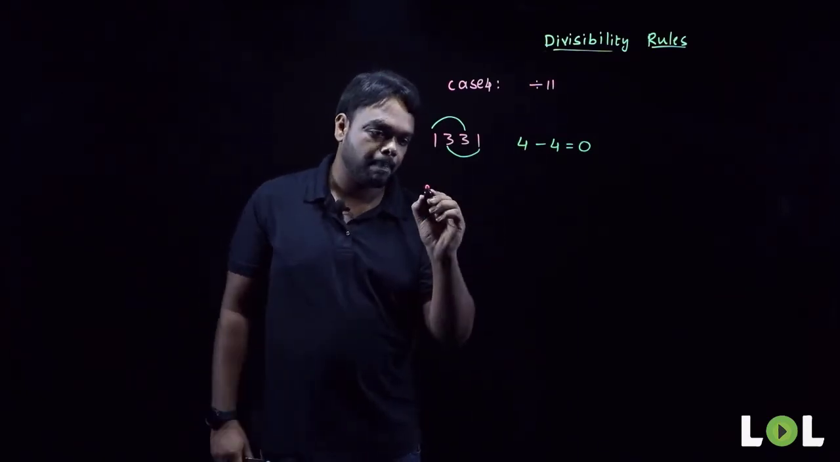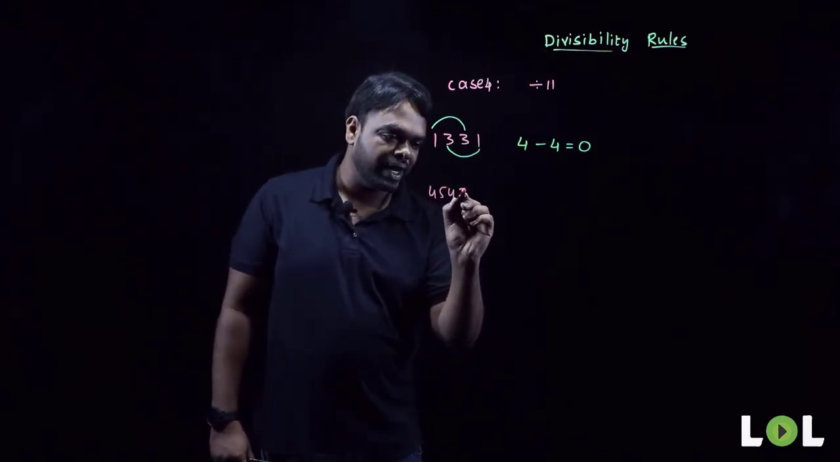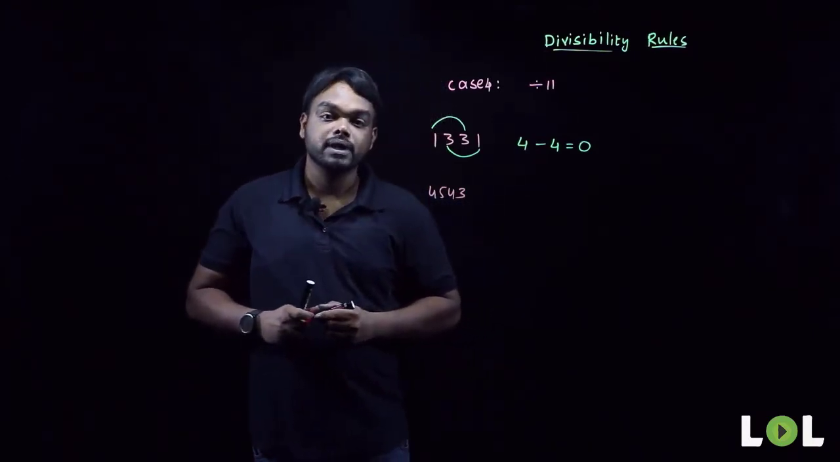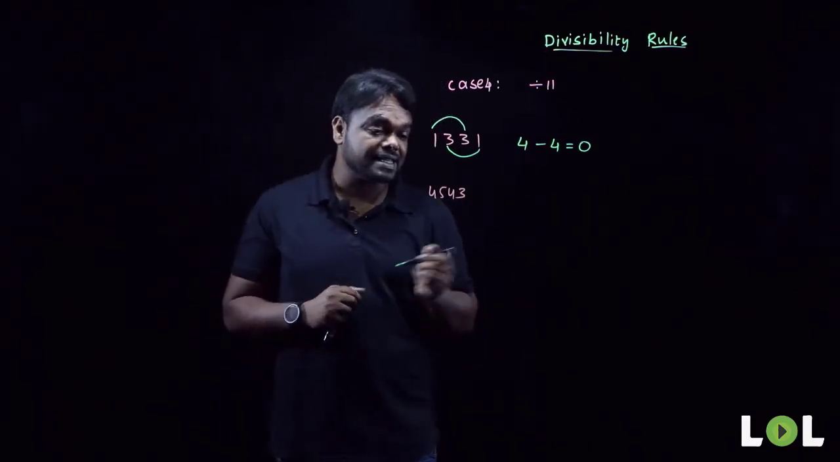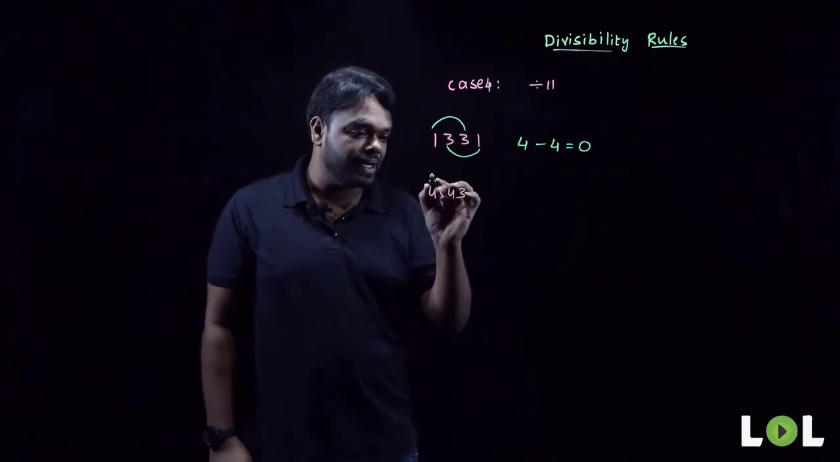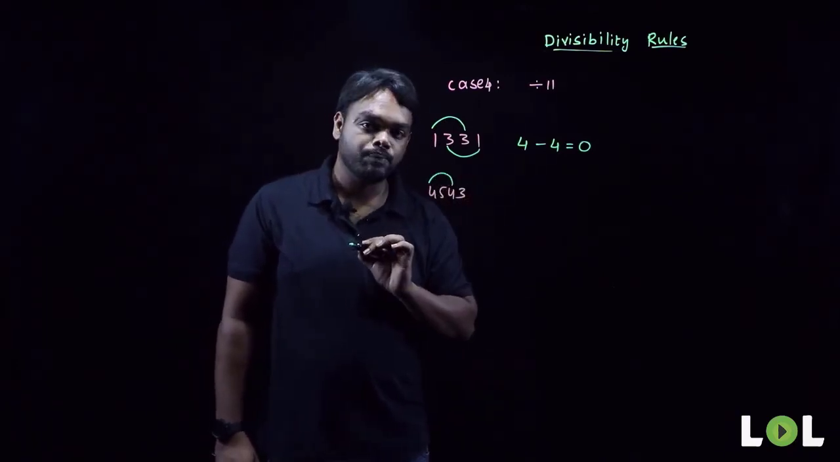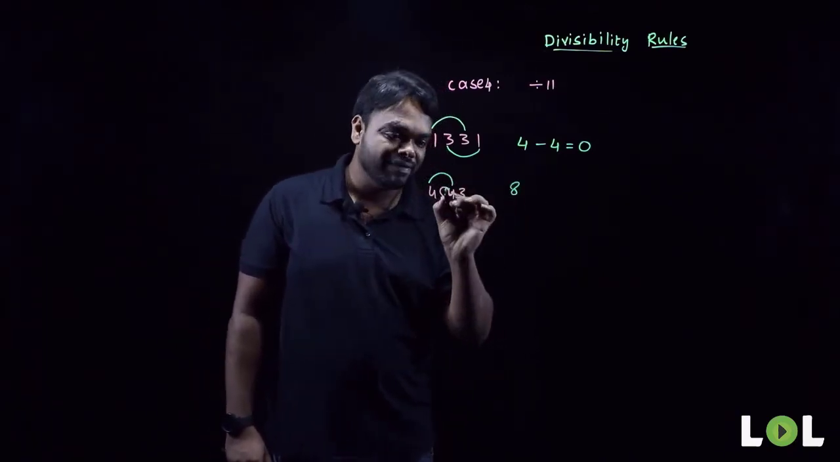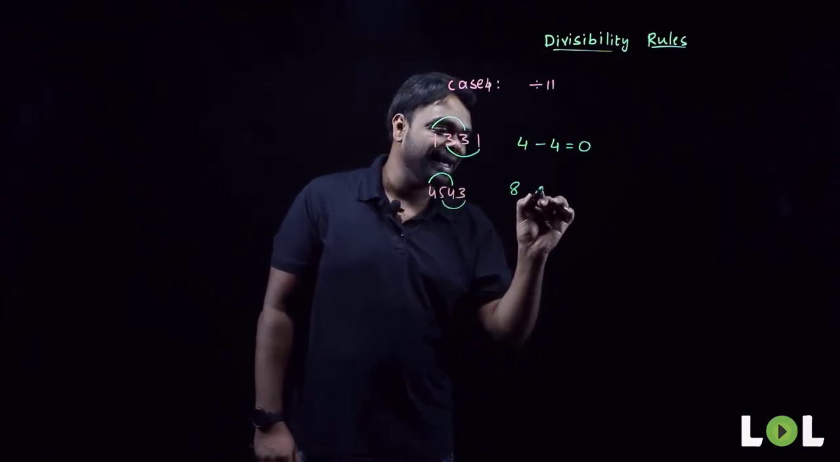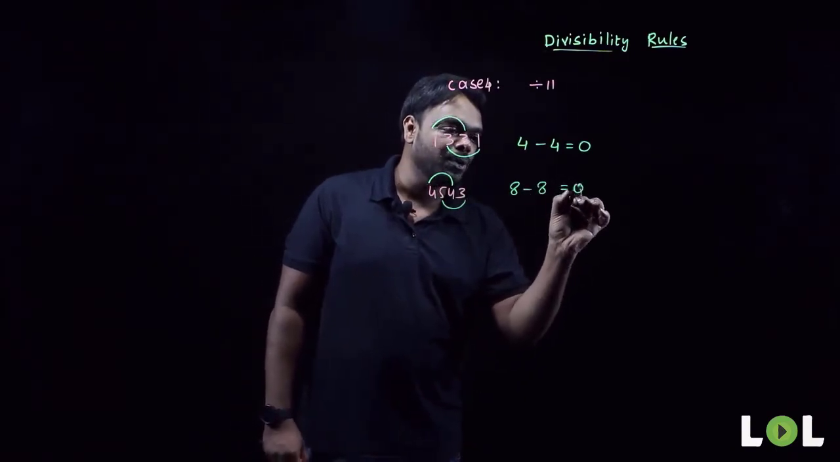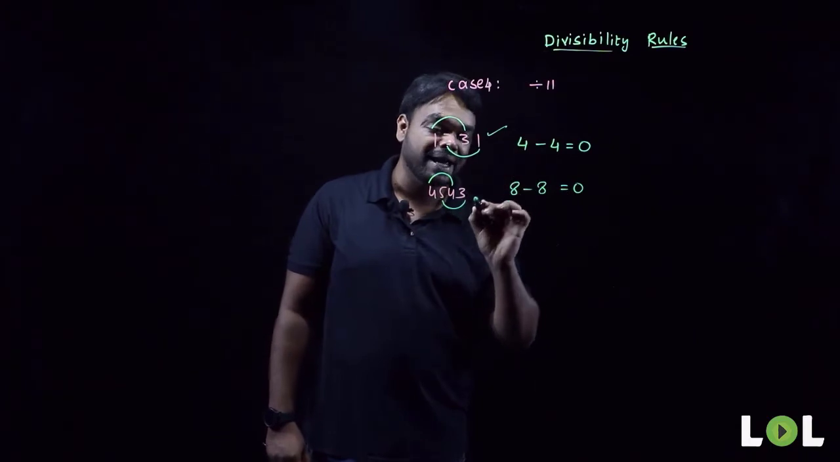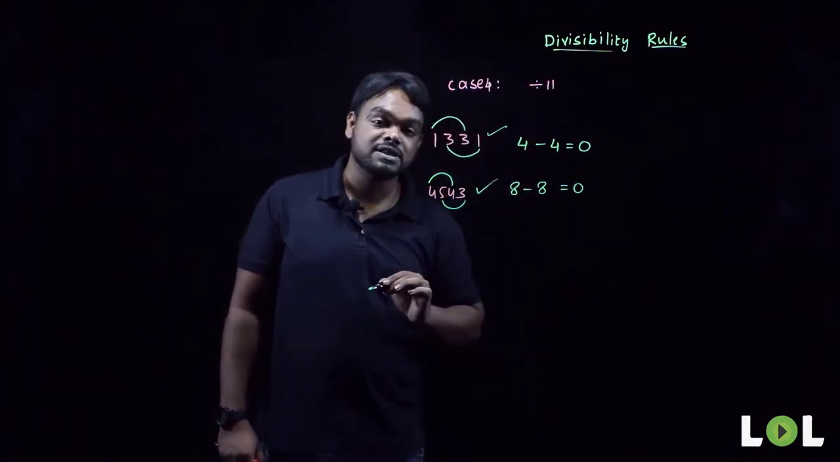Now suppose I take some other number like 4543, let's say 4543. Now again, the same method. Take the sum of the digits in the odd places, that is 4 and 4, that is 8. Even places 5 and 3, 8. 8 minus 8, 0. So even this number is divisible by 11.